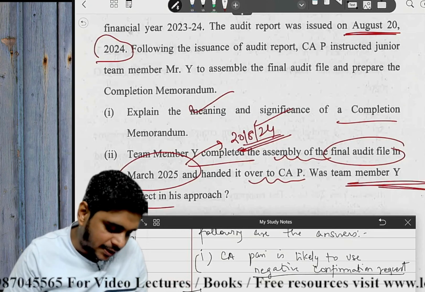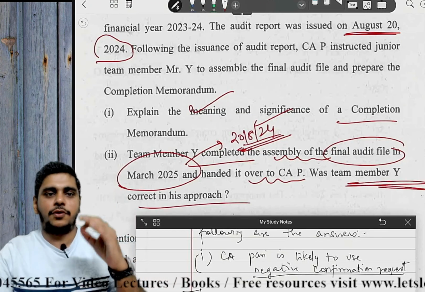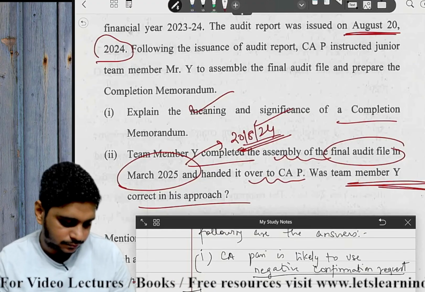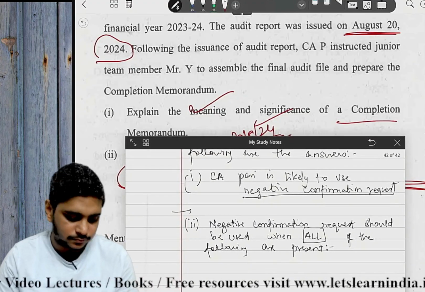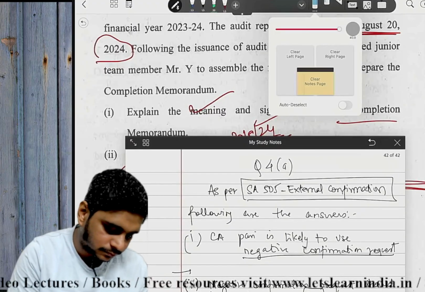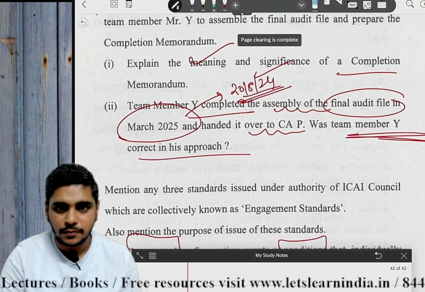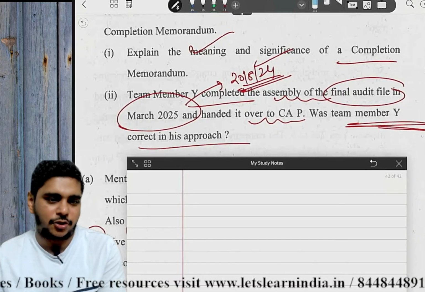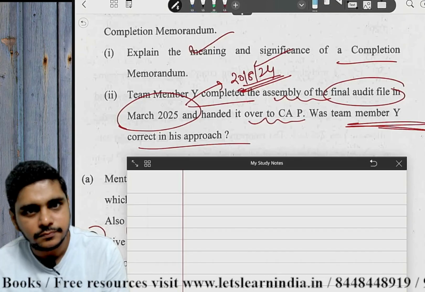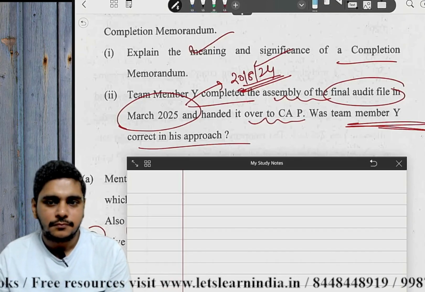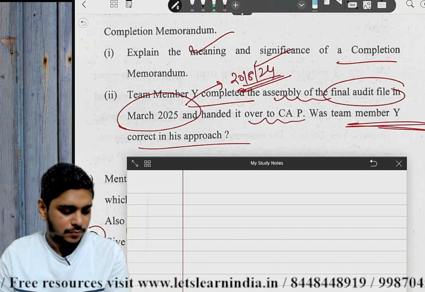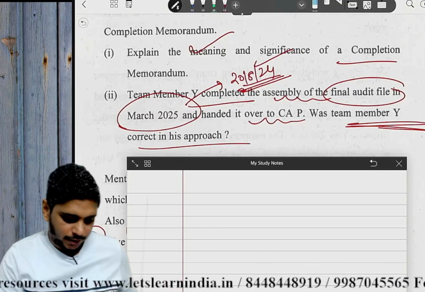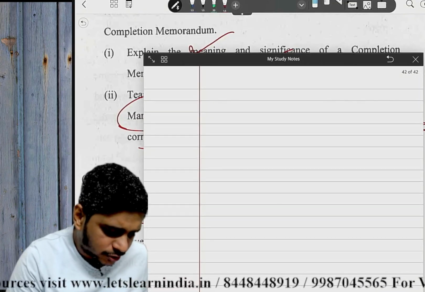Was team member Y correct in his approach? Tell me, if you remember the provision of assembling the final audit file. Is team member Y correct in his approach? Yes or no, guys? You need to answer yes or no. Was team member Y correct in his approach? No. So how would you frame the answer? This is question number 1C.